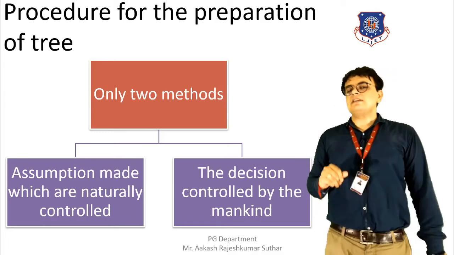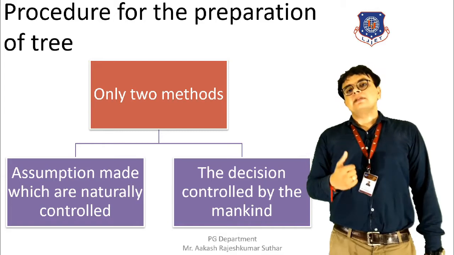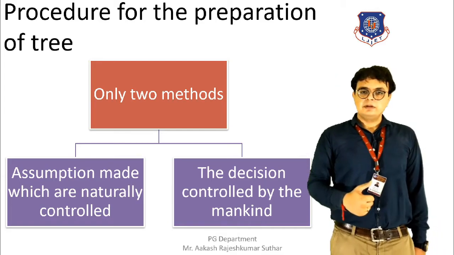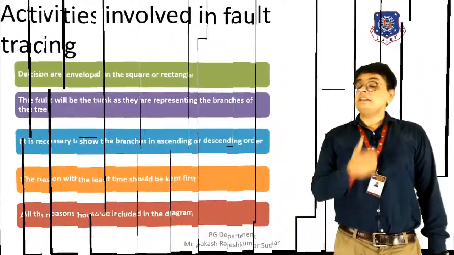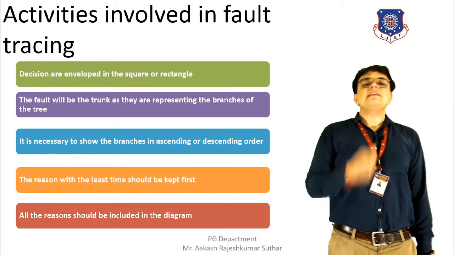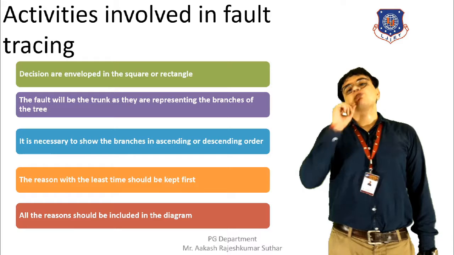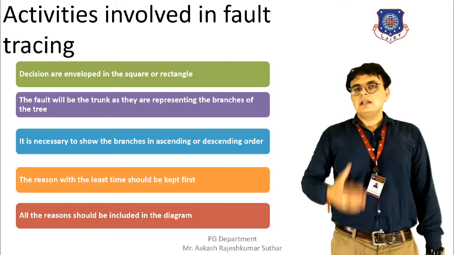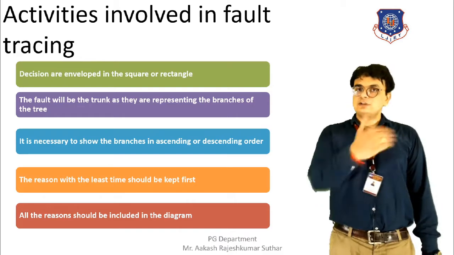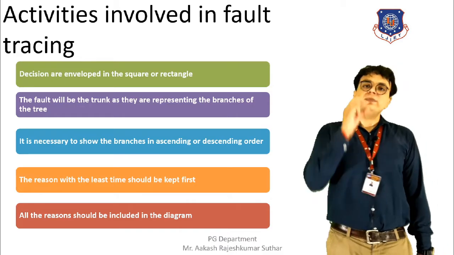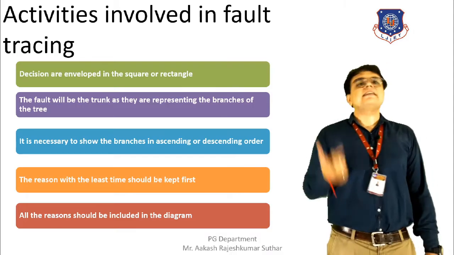So these are the two methods by which we can get a decision tree, and accordingly we can find the fault. Now let's have further discussion on the activities that are involved in the decision tree diagram. So the first activity is that decisions are enveloped in a square or rectangle.